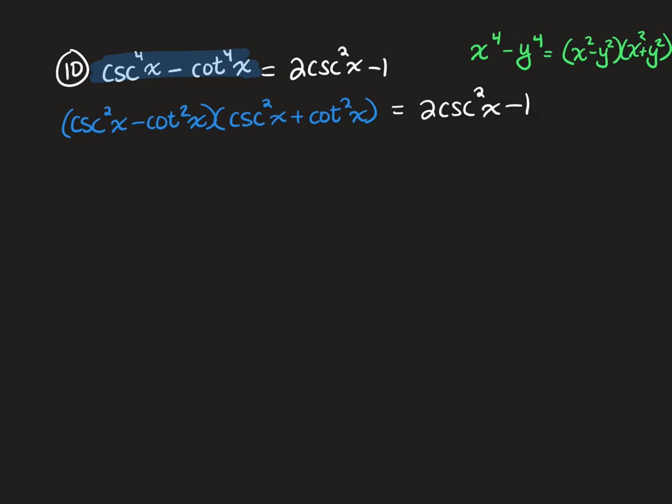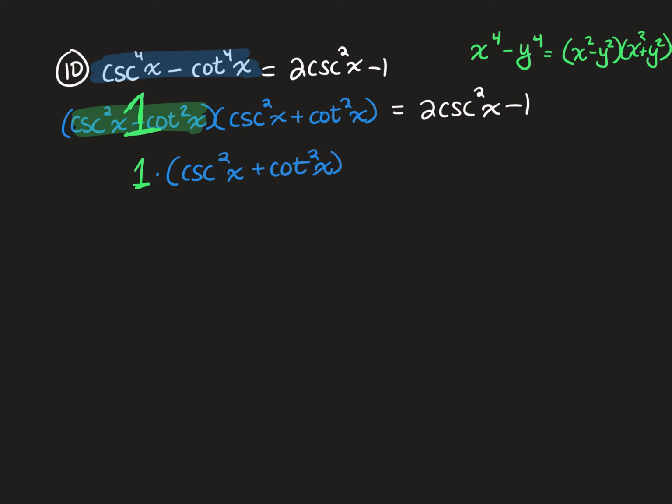Now again, sometimes it looks like you made things worse, but remember the cleaning out your closet analogy. Sometimes things have to get messy before they get cleaned up. So now I'm going to look at this, and I recognize that we have some potential for using our Pythagorean identities. So cosecant squared minus cotangent squared. Well, this entire thing right here is just 1. All right, so now I've got 1 times cosecant squared plus cotangent squared.